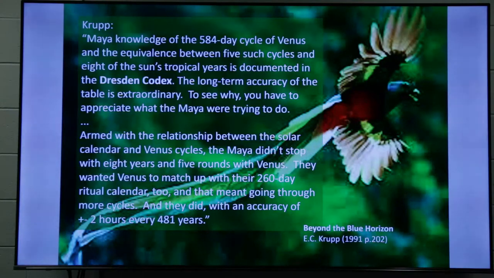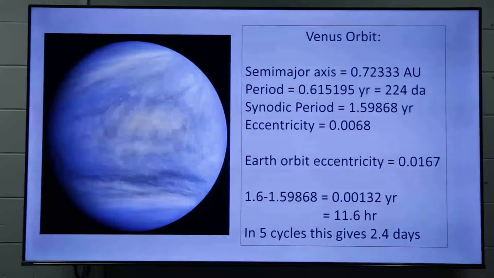Anyway, the long-term accuracy of the table in the Dresden Codex is extraordinary. To see why, you have to appreciate what the Maya were trying to do. Armed with the relationship between the solar calendar and Venus cycles, the Maya didn't stop with 8 years and 5 rounds with Venus. They wanted Venus to match with their 260-day ritual calendar, too. And that meant going through more cycles, and they did, with an accuracy of plus or minus 2 hours every 481 years. They were remarkably good astronomers, even though they didn't have telescopes, but they were very precise.